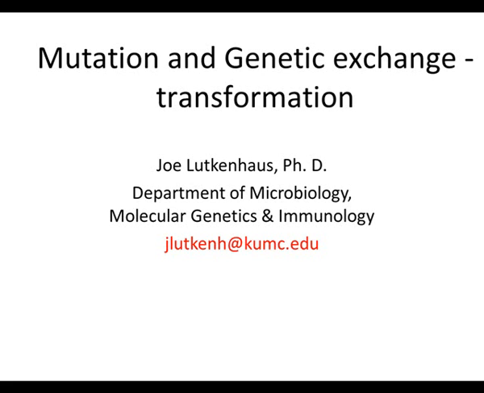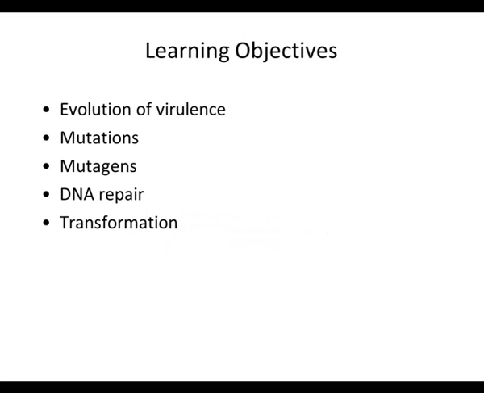Okay, we're going to start again. So we learned a little bit about gene organization and how genes are regulated. And now we're going to talk a little bit more about the kind of things that lead to evolution of bacteria, and that is mutation and genetic exchange. So this leads to the evolution of virulence.